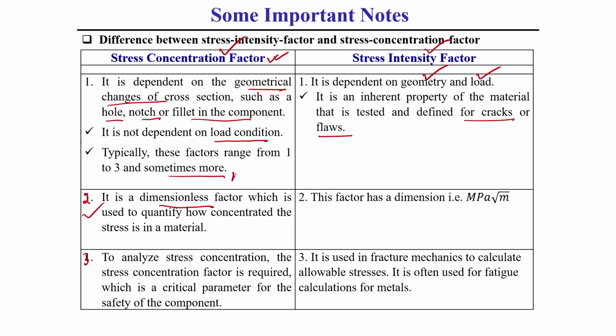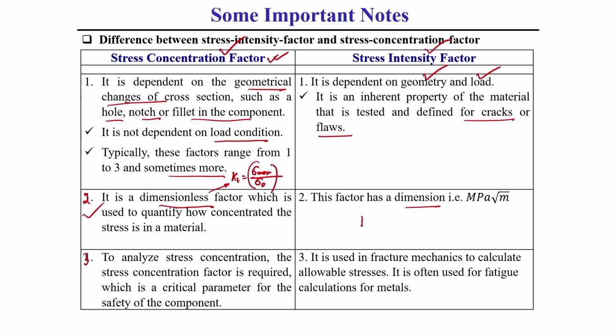What is the stress concentration factor? I have already told you, this is generally sigma max divided by sigma 0, the nominal stress. So, both are stresses, and it is a ratio. So, it is a dimensionless factor, it does not have any dimension. Whereas, generally the stress intensity factor has a dimension.